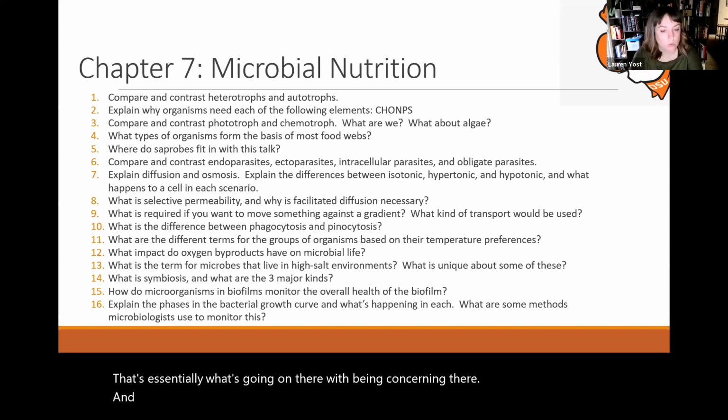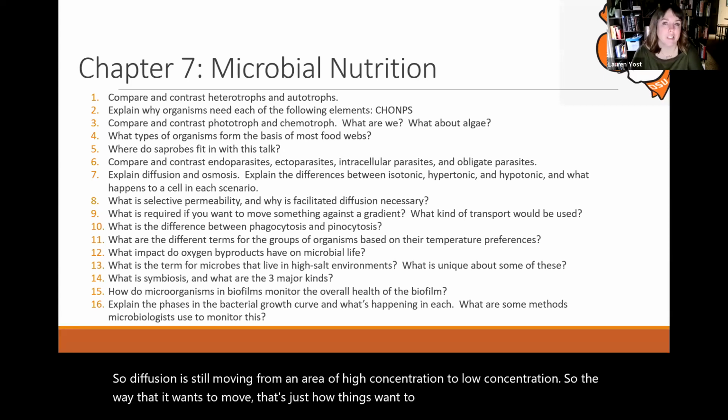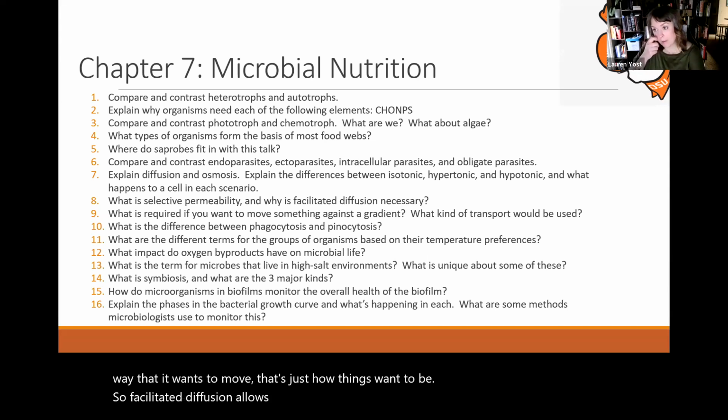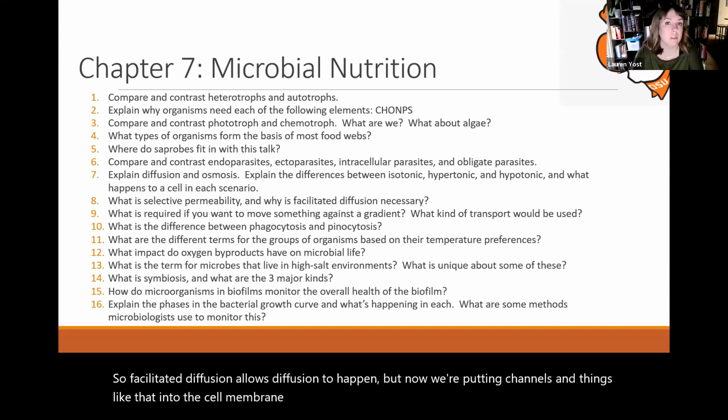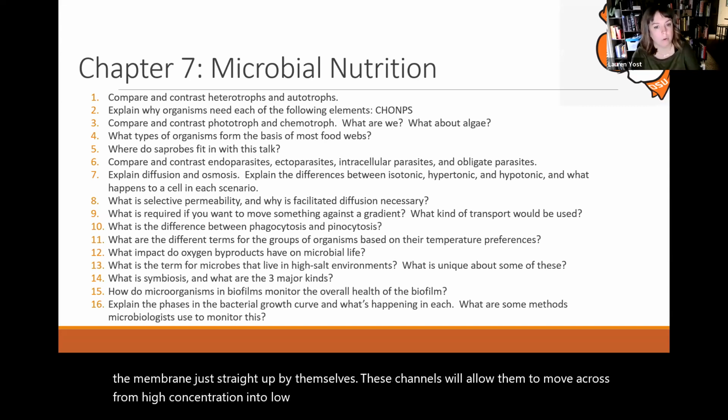And so facilitated diffusion, that's just diffusion. Diffusion is still moving from an area of high concentration to low concentration. That's the way things want to move. Facilitated diffusion allows diffusion to happen, but now we're putting channels and things like that into the cell membrane to allow diffusion of these other molecules that can't cross the membrane by themselves. These channels will allow them to move from high concentration into low concentration, how they want to move. This doesn't require any energy.